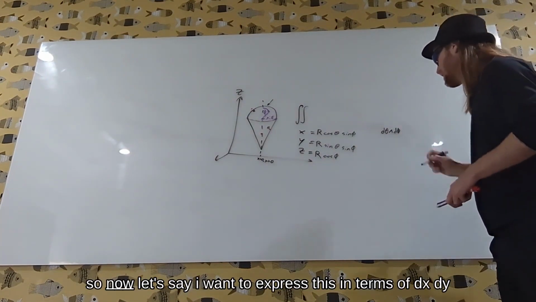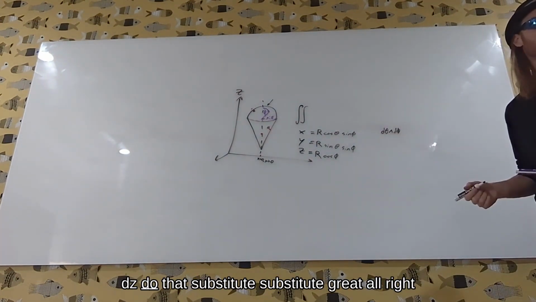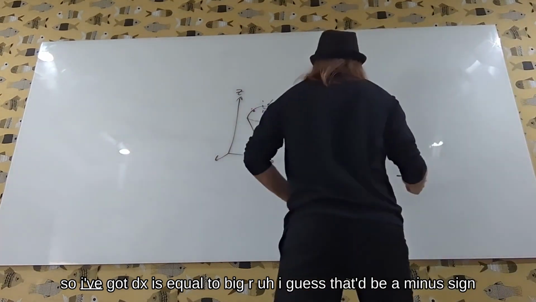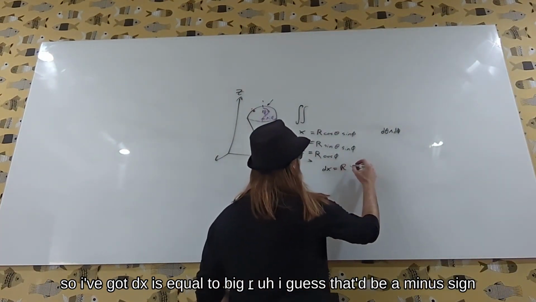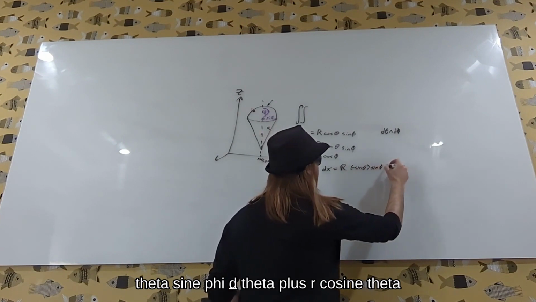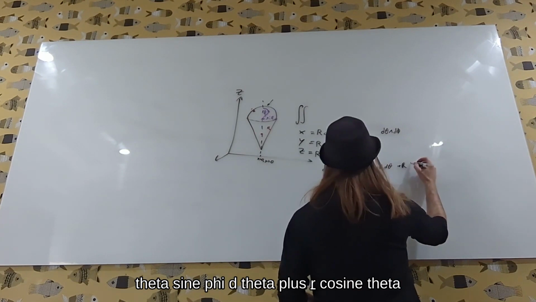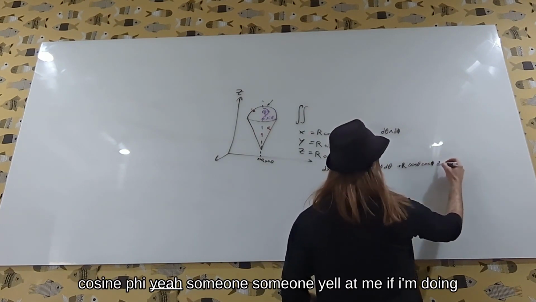So now let's say I want to express this in terms of dx, dy, and dz. Substitute. Great. All right, so I've got dx equal to big R times, I guess that would be a minus sine theta sine phi d theta plus r cosine theta cosine phi d phi.